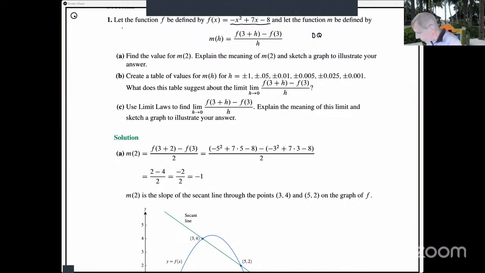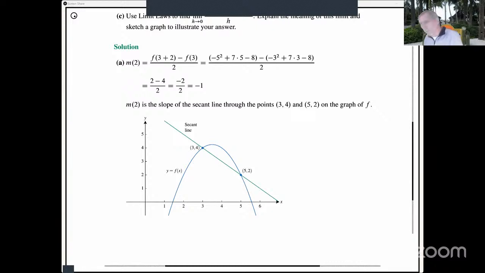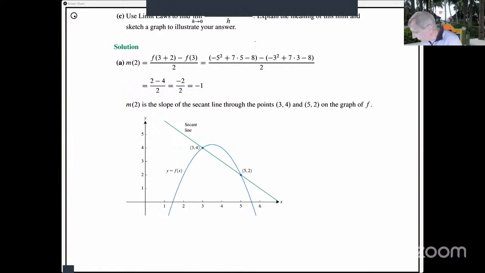So here we go, down towards the bottom here. Let me see if this is working tonight. I'm going to arrow up a little bit. Let's take a look at m of 2. All I'm going to do is take that value of 2 and plug it into the expression given for m. So that's f of 3 plus 2, which is f of 5, minus f of 3. How did I get these values? Well, I went back up to the expression for the function and plugged in. Did a little bit of arithmetic and simplifying over here, and I ended up with a value of -1. So what does this really mean here?